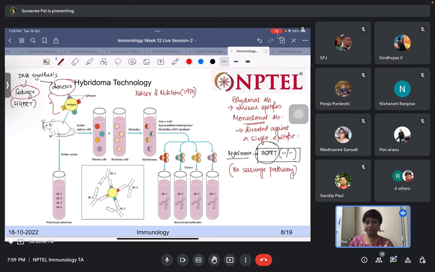So now first of all, what is happening is that these plasma cells are fused with these myeloma cells. How does this fusion take place? By using chemical fusion agents, for example polyethylene glycol.